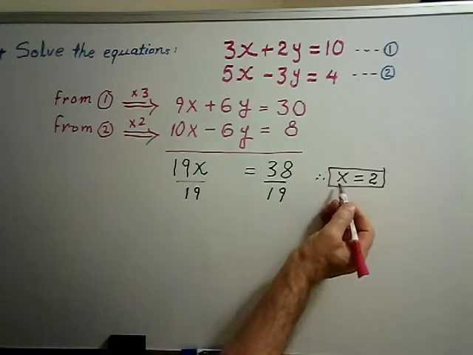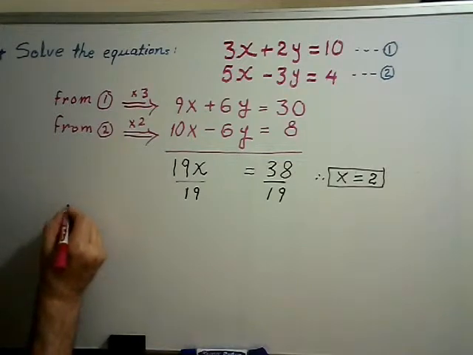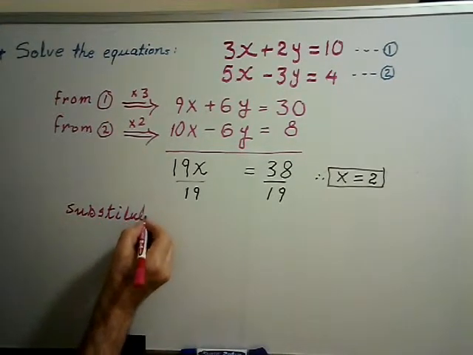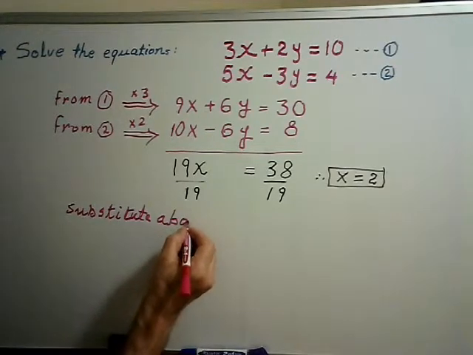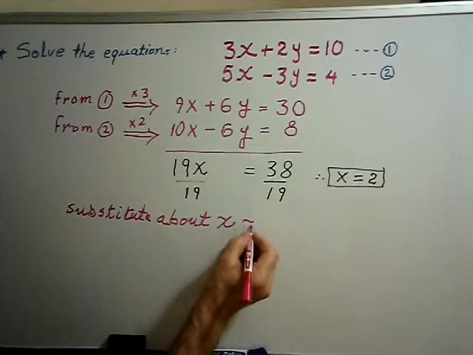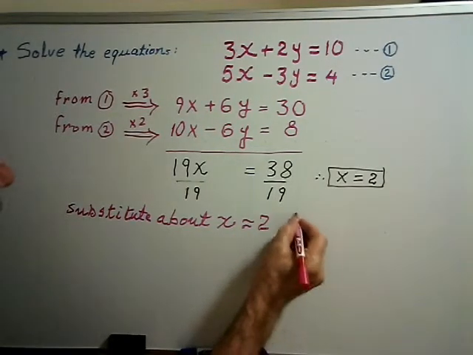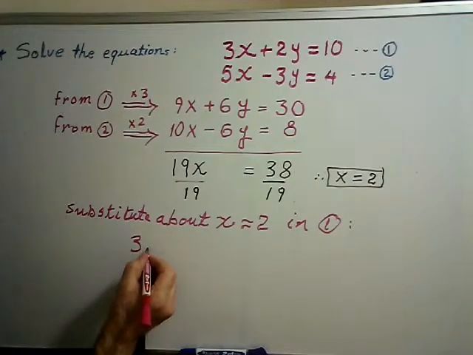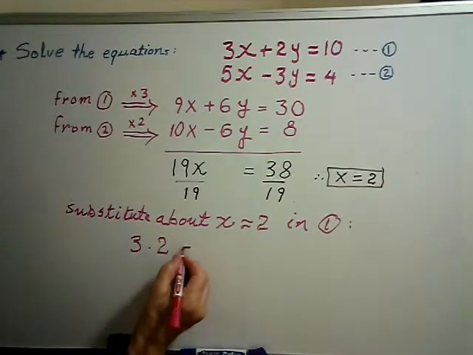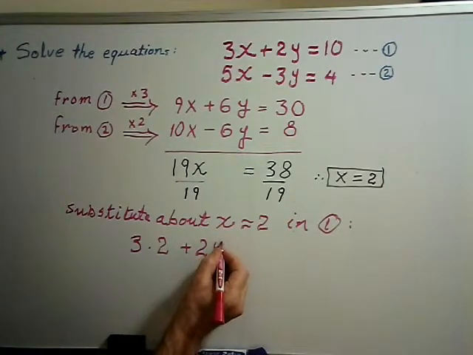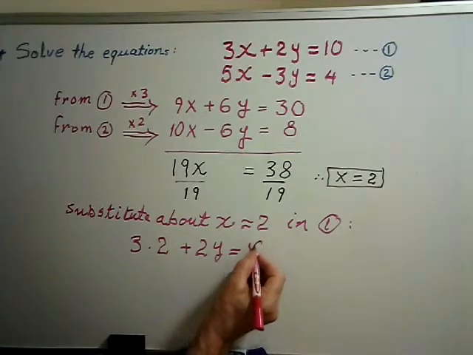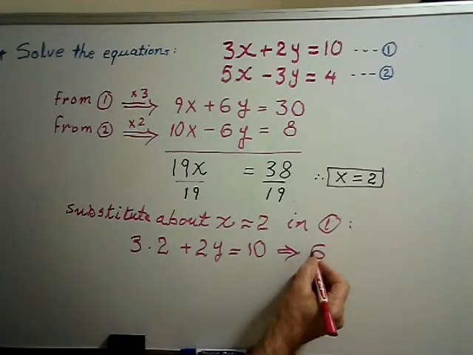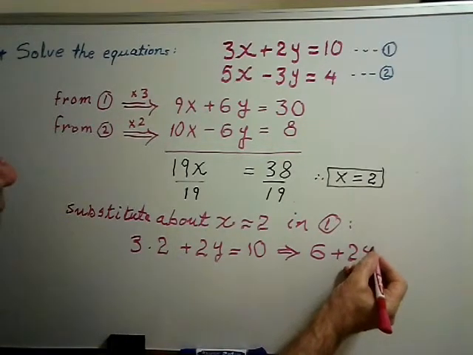By making substitution of x equal to 2 in number 1, what we will get here: 3 times 2 plus 2y is equal to 10. That means 6 plus 2y is equal to 10.